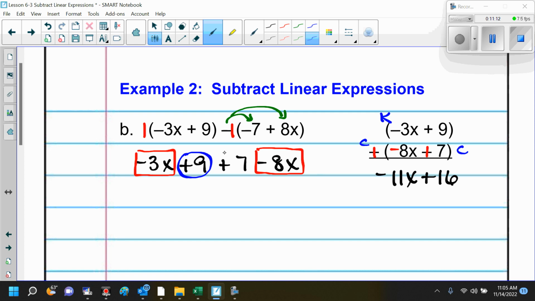And then showing the shapes over here, we've got our negative 3x and our negative 8x. And we have our positive 9 and our positive 7. So negative 3x minus 8x, that's negative 11x. And then positive 9 plus 7 is a positive 16. And so you can see you'll get the same thing either method.